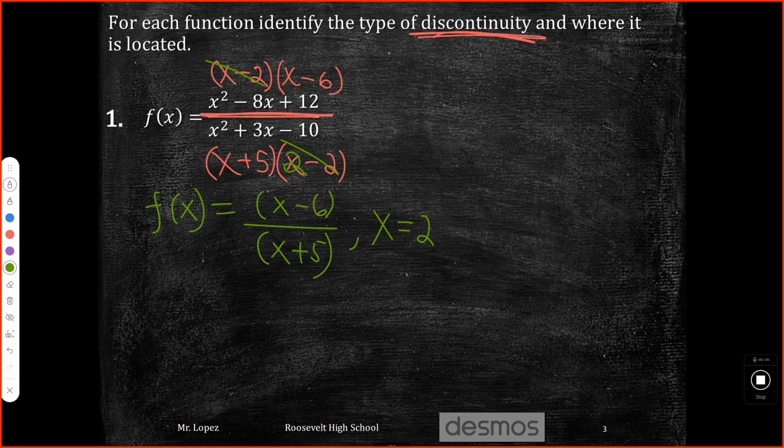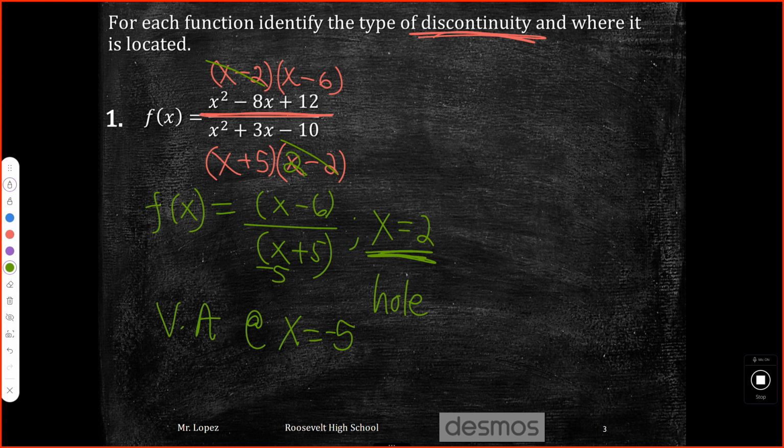But we've created a hole there at that point. So when it says find the type of discontinuities, then we can identify each. So it would have a hole here where we cancel it out, and it would create a vertical asymptote at x equals negative 5, because negative 5 plus 5 is 0. So you would have a vertical asymptote at x equal to negative 5.